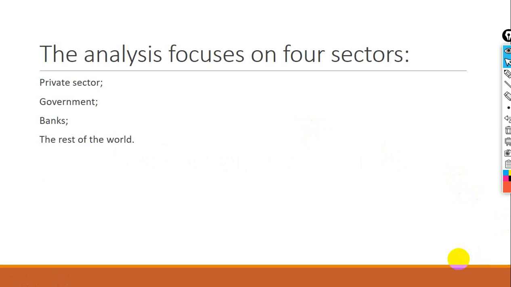Because economic sectors interact, a change in one sector will affect the other sectors. So we have to study the relationship between the four main sectors in the economy. What are the four main sectors? Number 1, the private sector. Number 2, government. Number 3, banks. And finally, the rest of the world.